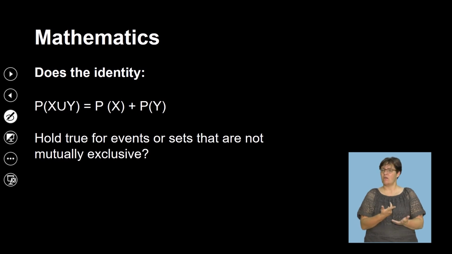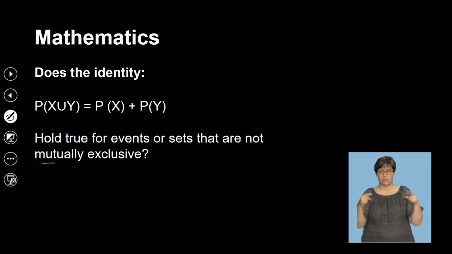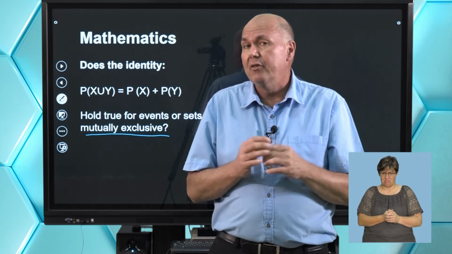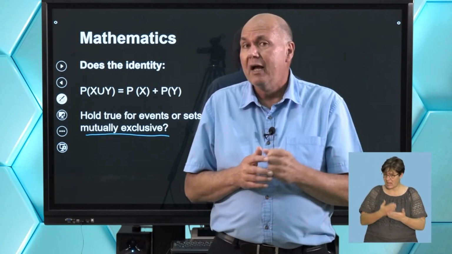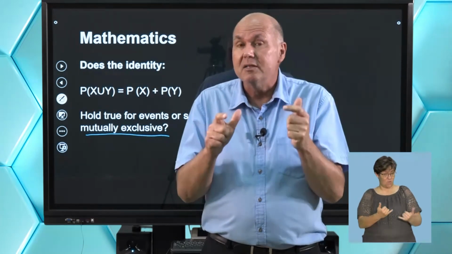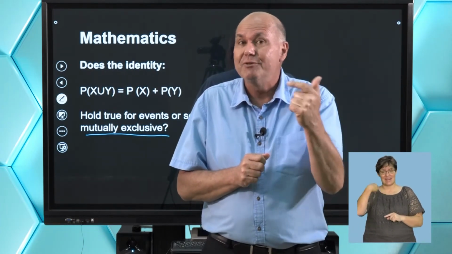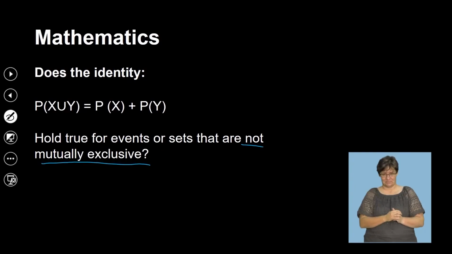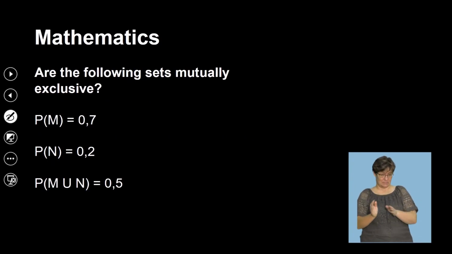Let's move on and have a look at another example of the same application. And here we're going to ask the question, does this identity hold true for events or sets that are not mutually exclusive? I want you to think about that. Do you really think that that will work or not? I want you to reflect on it. And I'm not going to answer it in this lesson, but you'll have to wait for our next lesson to do that. But in the meantime, let's have a look at another problem.